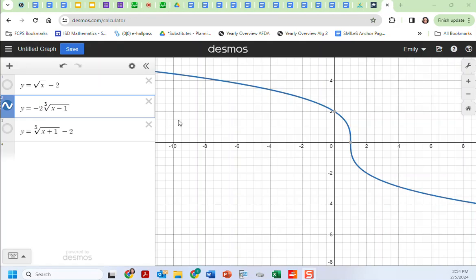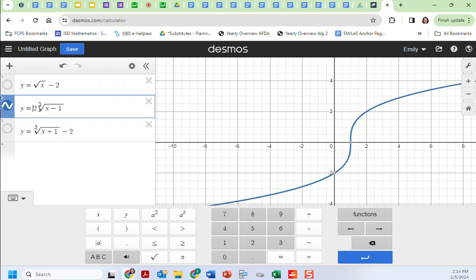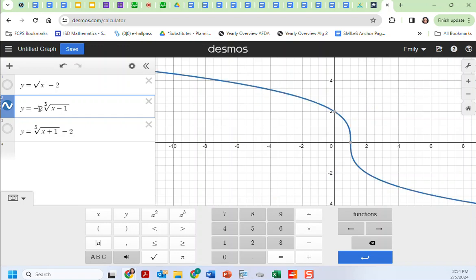My inflection point was here, and it shifted right 1. What did the negative do to my graph? Let's see what it looks like without the negative. That's what it looked like before, and then if I put the negative back, what does the negative do to my graph? And the word we're going to use is reflect, okay?